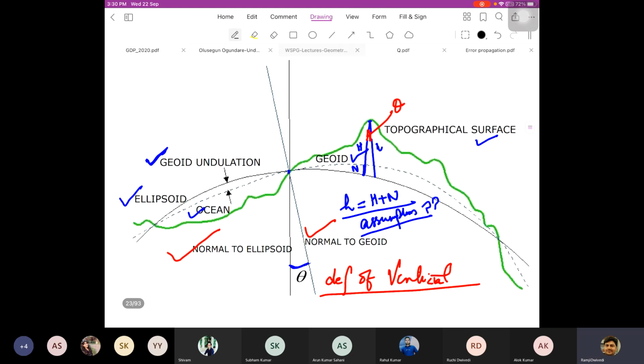What we are representing here is the ellipsoid. Ellipsoid is a mathematical surface that represents the Earth as a rotational ellipsoid, which consists of mass as well as solid as well as liquid. And when it is rotating, that body of Earth is represented by a rotating ellipsoid, and it is a mathematical surface. On the contrary, geoid is an imaginary surface. Okay. So I hope it is very clear.